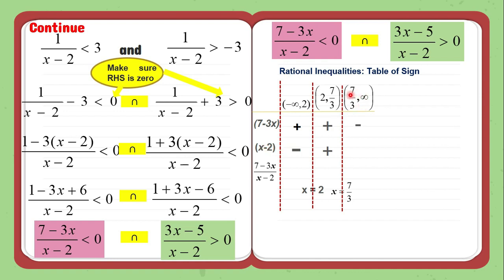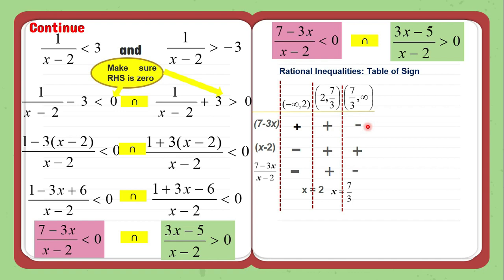Continue with the third interval here. You can substitute any value. Let's say I substitute 10. Here you get negative, and when substituting 10 here, you get positive. Positive, negative, we get negative. Positive divided by positive is positive, and negative, positive becomes negative.